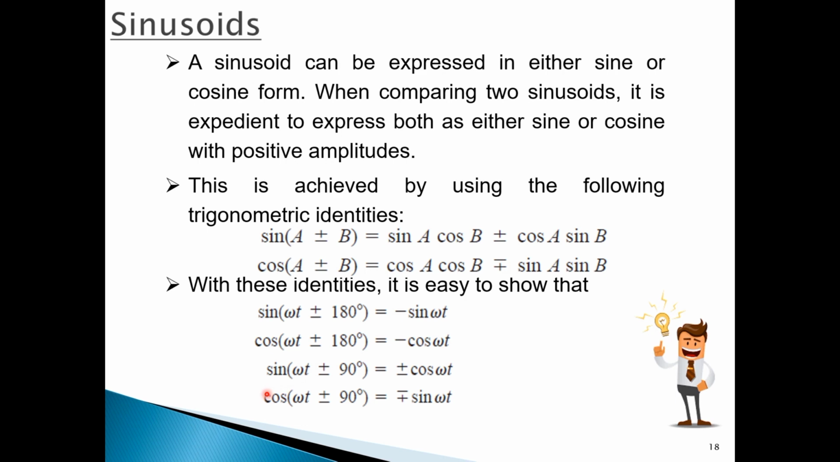And sine of omega t plus or minus 90 degrees is equal to plus or minus cosine omega t. For cosine omega t plus or minus 90 degrees, we have negative or positive sine omega t. So we will use these identities to convert our sinusoid to have a positive amplitude. For example, if we get a negative sine omega t, to convert the sinusoid into positive, we'll have to use sine of omega t plus or minus 180 degrees.